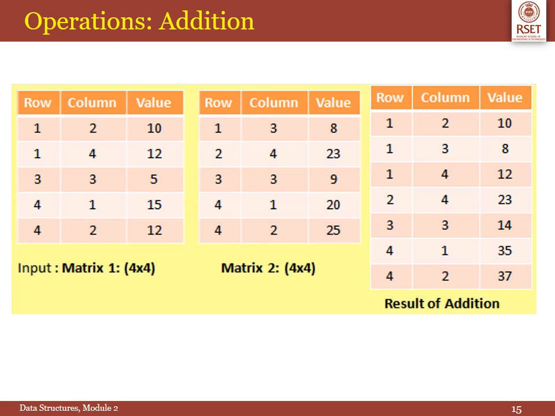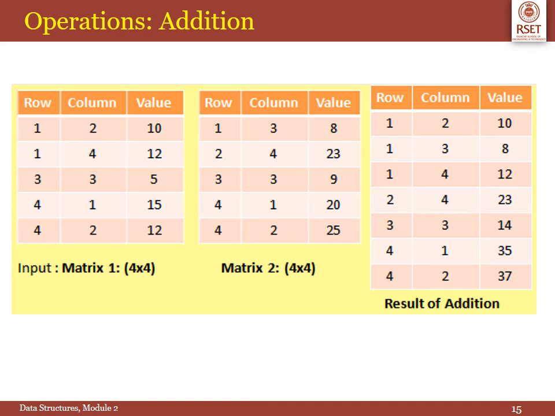I'll advance to the next row in the second matrix. That is, I'm in the third row. So I'm in the third row in both matrix 1 and matrix 2. Now again I'll continue the process. I'll compare the row number. Row number is 3. Second matrix also has row number 3.